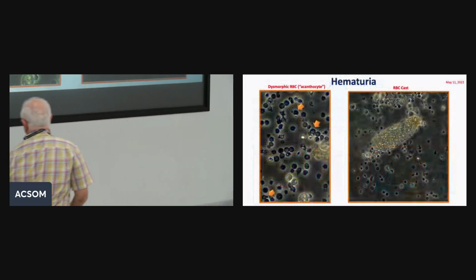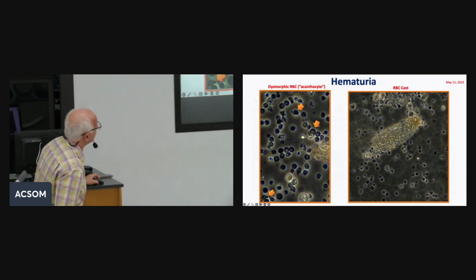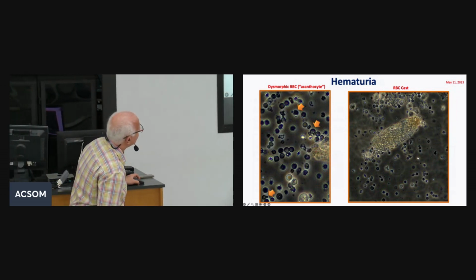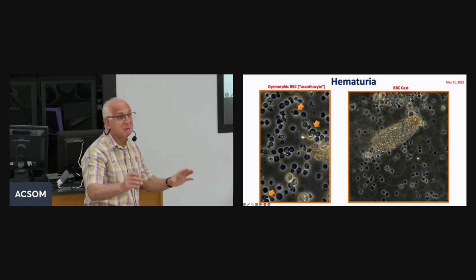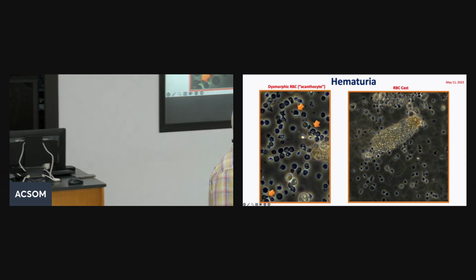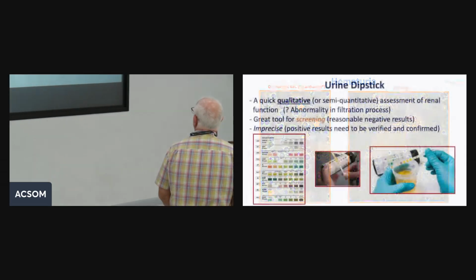But oh yeah, I forgot to tell you this. When the RBCs are a lot, they make a cast. This is another sign of glomerular disease, RBC cast. When you see this or you see this, you don't have a lot of things to do. You know that you're dealing with a glomerular disease.